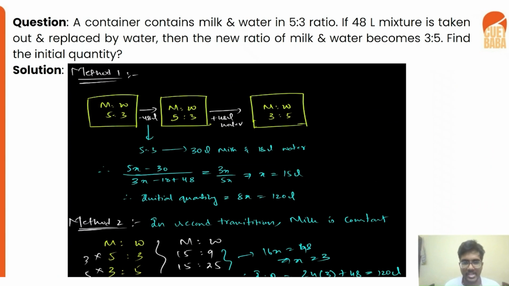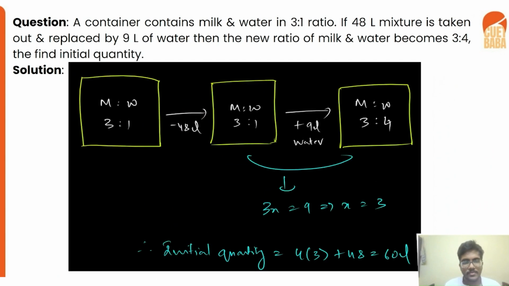So the same thing I have written here, right? Coming to the next question. A container contains milk and water in 3:1 ratio. If 48 liters is taken out and replaced by 9 liters of water, then the new ratio of milk and water becomes 3:4. Find the initial quantity. That is the question. We'll solve it in a similar case.